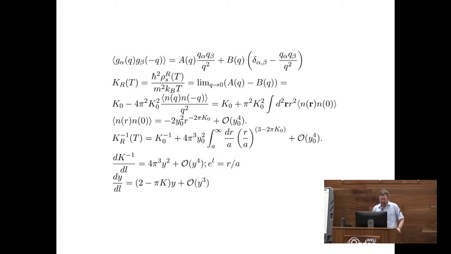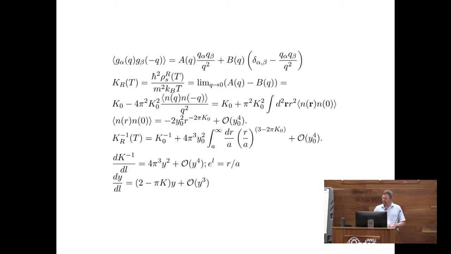And then you can convert this equation into a pair of equations for the change in the fugacity with cutoff, with core size, because now calling the core size A e to the L, increasing L increases the core size. And so we get the interaction constant is changed by a small amount proportional to the fugacity squared, and the fugacity itself is changed by a small amount which is proportional to the fugacity. And of course, ignoring terms of order y to the fourth, this is accurate up to order y cubed. Now all the physics is actually contained in these two little equations here.